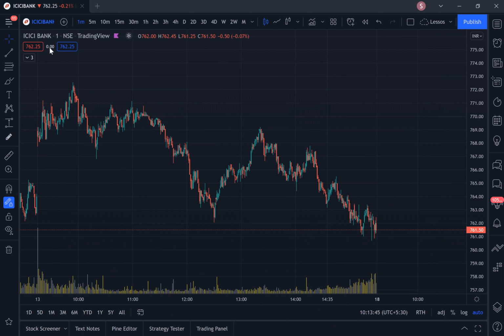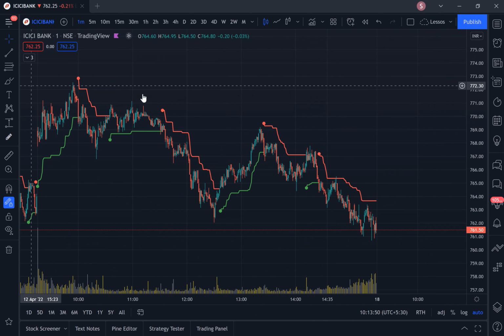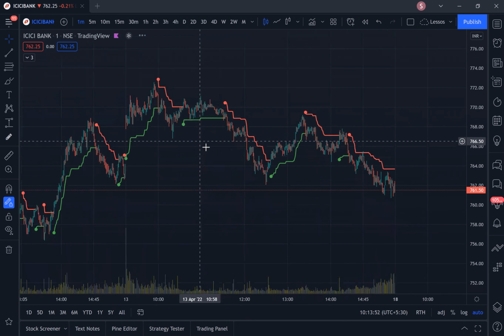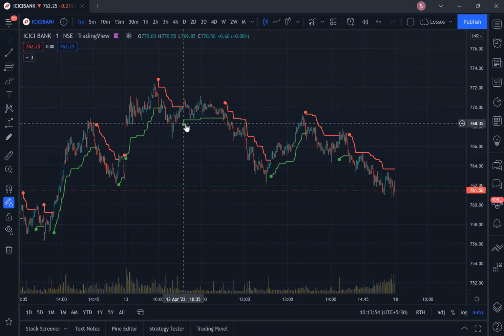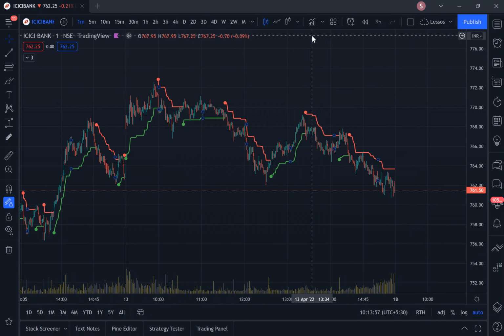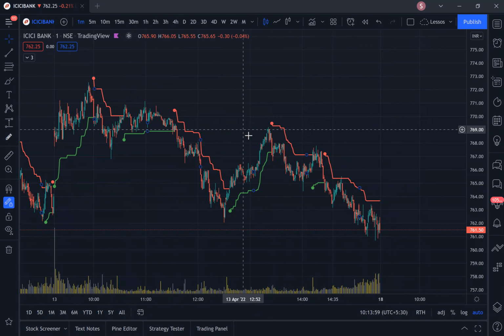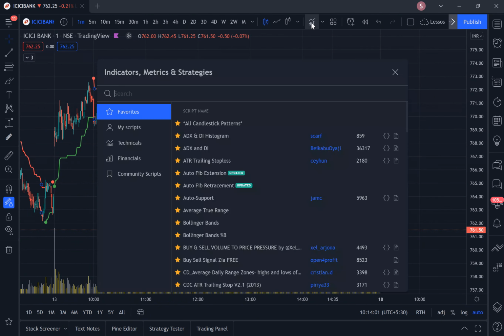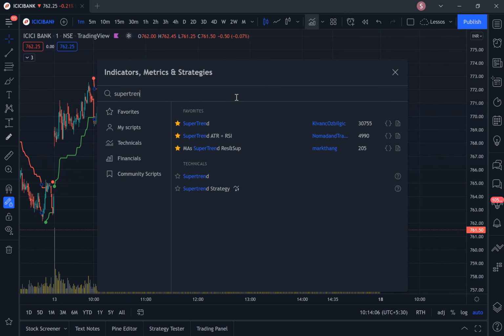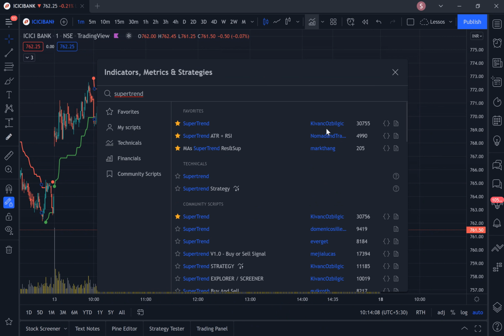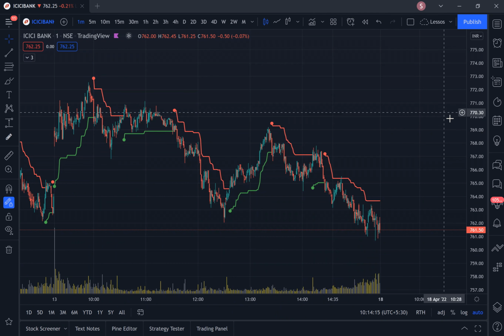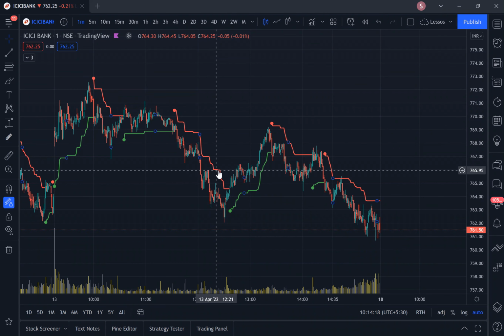The first indicator is the super trend indicator, but the super trend indicator all by itself may not give you correct entry and exit. So how to get the super trend indicator? You simply have to type supertrend and you choose the one which is by KivancOzbilgic, that is 30,755. You have to click on it and then you have to make an adjustment here.